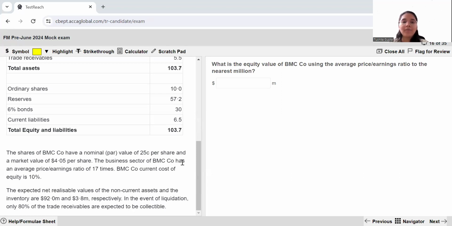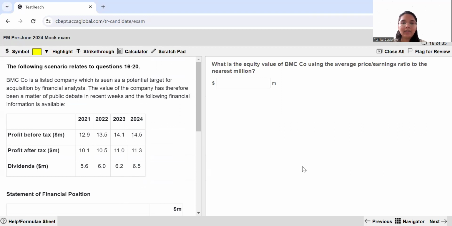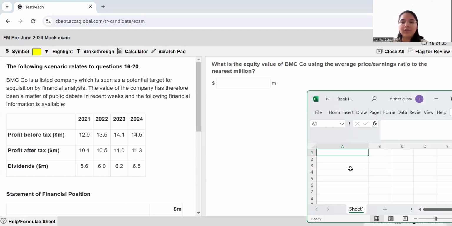The business sector of BMC company has an average PE ratio of 17 times, and the current cost of equity is also given to you as 10%. Expected NRV of non-current assets and inventory are these and these respectively. In the event of a liquidation, only 80% of the trade receivables are expected to be collectible. So let us move to the solving of the very first question.